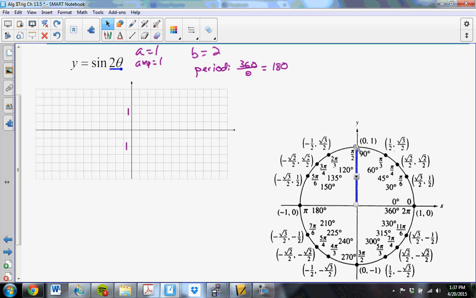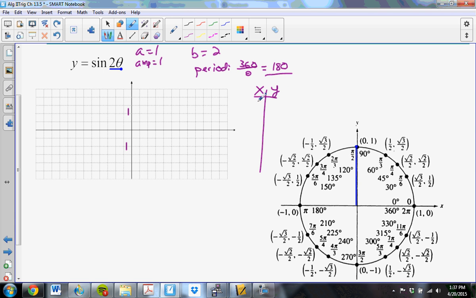Since it's growing twice as fast, it goes through a cycle twice as fast, which means a period happens twice as fast, or it's half as long, if that makes any sense. The period is now 180 instead of 360, because we go around a whole circle in half the time, because we're going twice as fast.